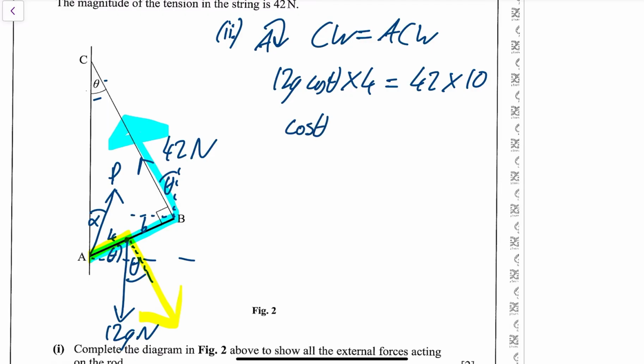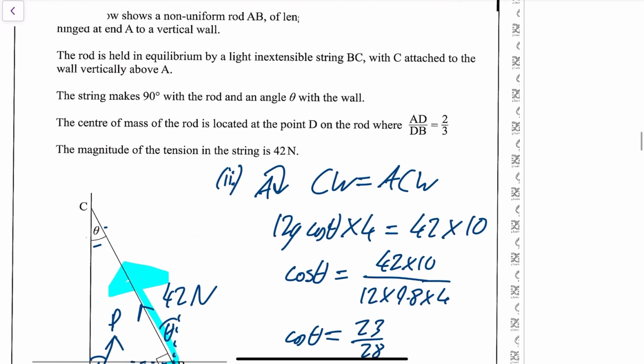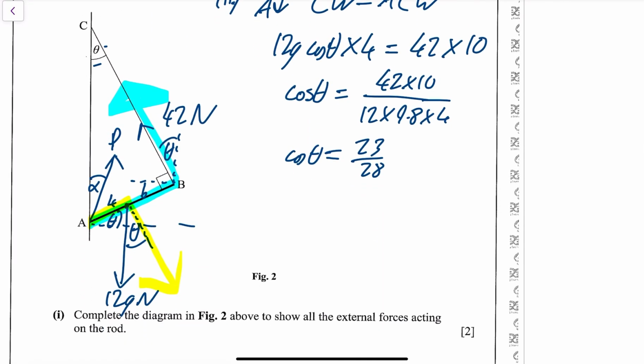So that means cos theta is equal to 42 times 10 divided by 12 times 9.8 and times the 4. And if you do that out, you will get 23 over 28. Please tell me that's what I'm looking for. Oh, sorry, let me check this. I can't read my own handwriting. I think it is 25. 42 times 10, divided by 12, divided by 9.8, divided by 4. Yes, sorry, it is 25 over 28. So that's what we're looking for.